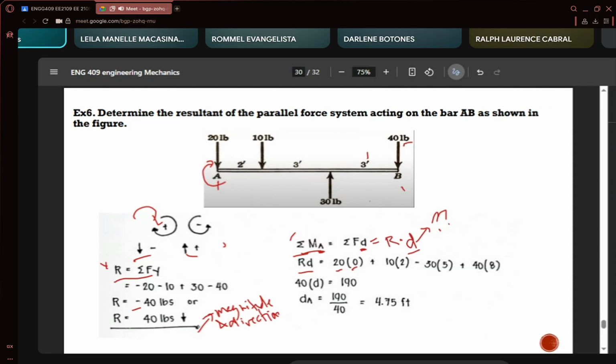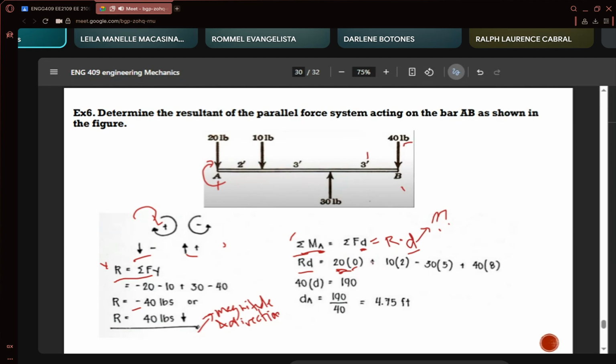Okay, although it's okay for you to not write it, that's fine with me. But to avoid confusion, you should still write this with the distance being 0. So just know that this will only cancel out or zero out. And then next one we have the 10-pound force.